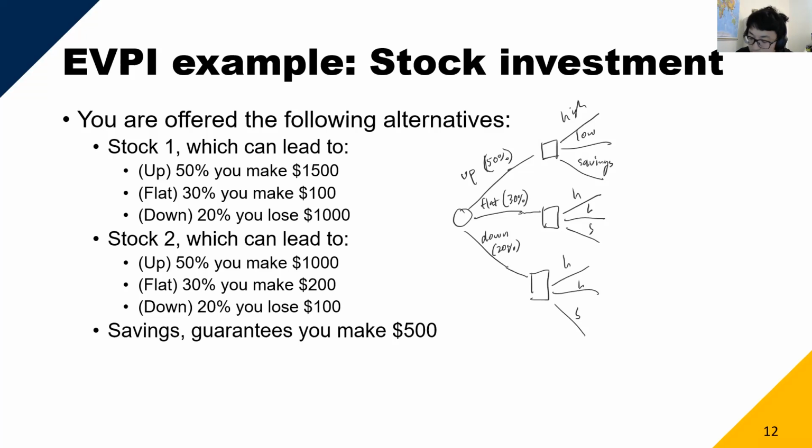And we know that if the market is up, you get $1,500 in the high risk, you get $1,000 in the low risk, and you get $500 in the savings. If the market is flat, you get $100 here, you get $200 here, and you get $500 here. And then if the market is down in the high, you get -$1,000. In the low, you get -$100. And then in the savings, you still get $500.